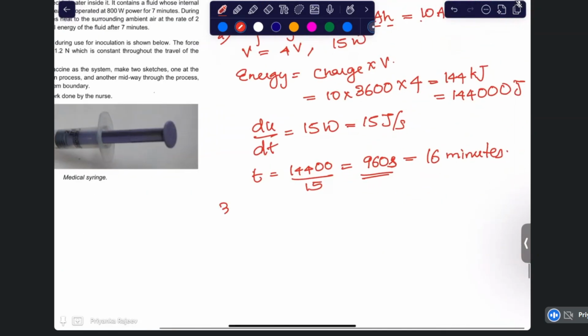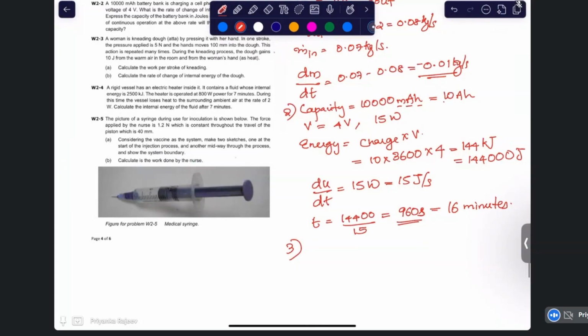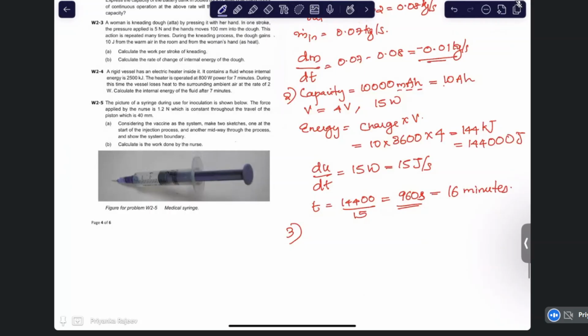So the data given is: force applied is 5 Newton, and displacement S is 100 mm. Work done we can easily calculate, which is force times displacement, which is equal to 5 times 0.1, which is equal to 0.5 joule.